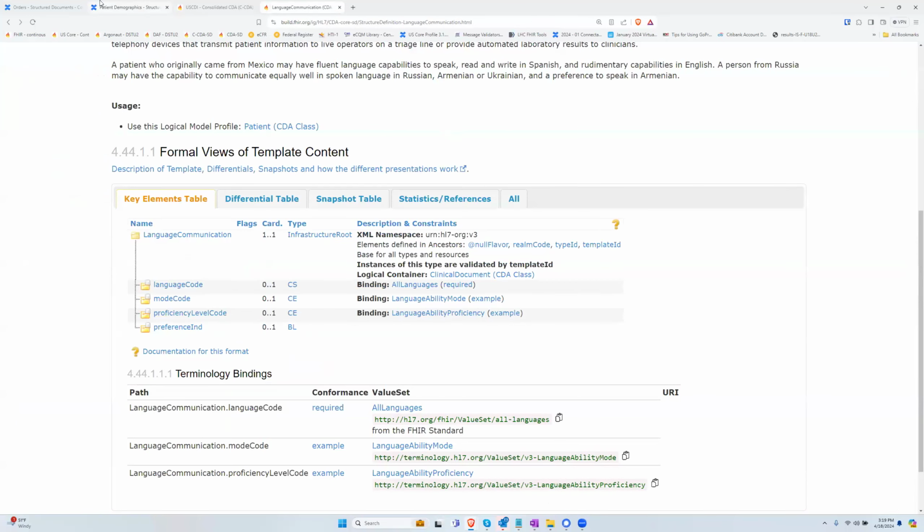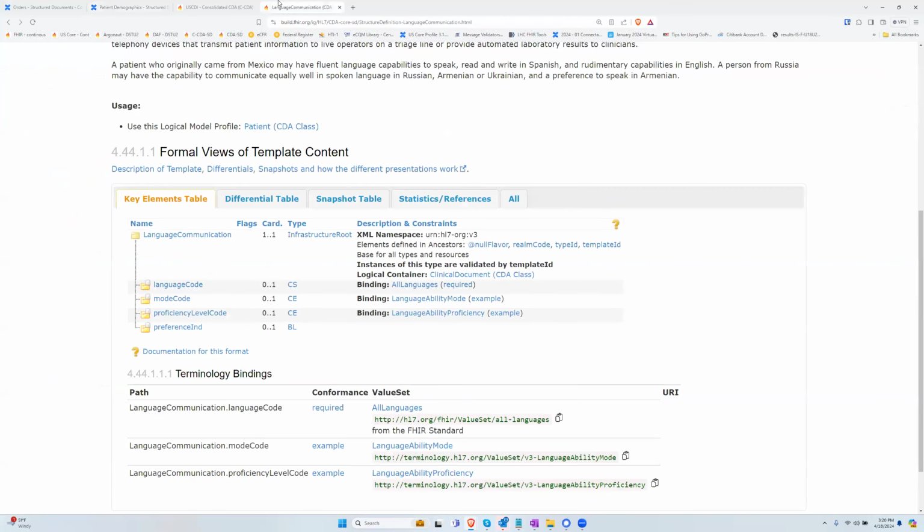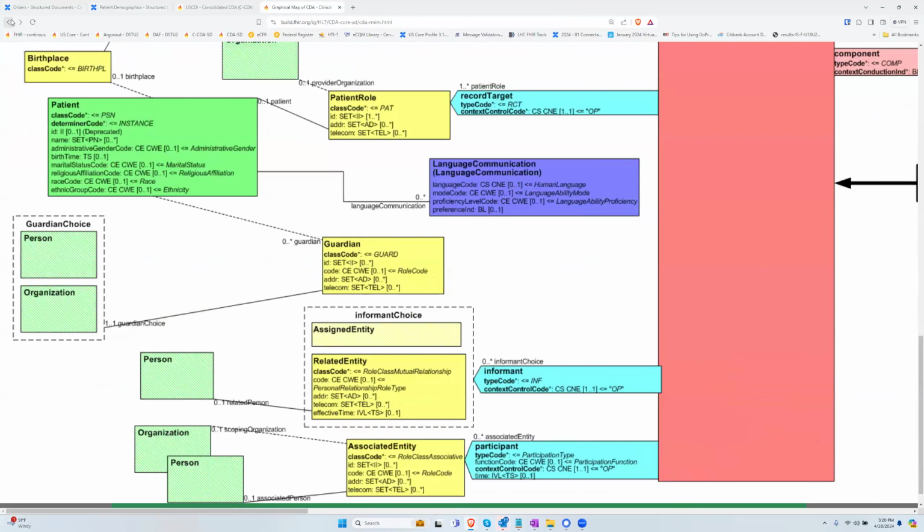I'm curious to you, Al, an indicator whether a person needs it does read as a Boolean. I mean, it is a Boolean because it's the first step. It's a first step indicating more information is needed. It's something that's different than preferred language. And it's not complete. It doesn't have all of the details about which language is required. But it's a flag that you need to pay attention to whether or not a patient might need an interpreter.